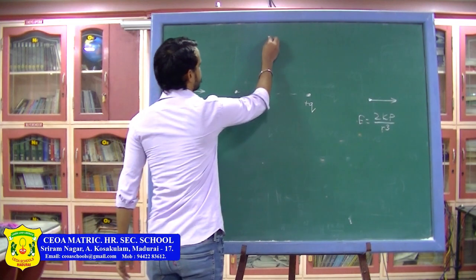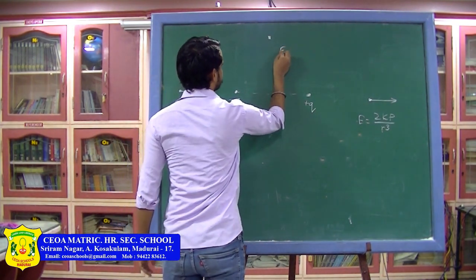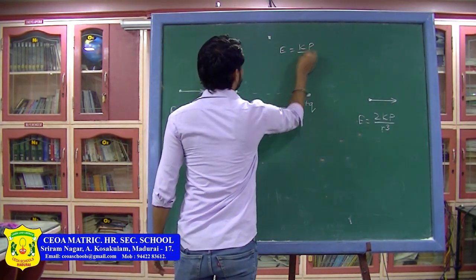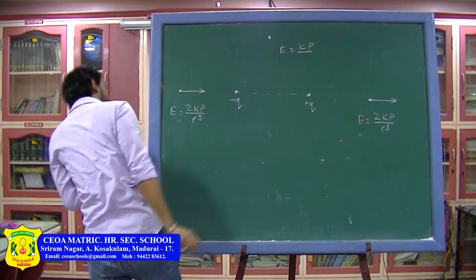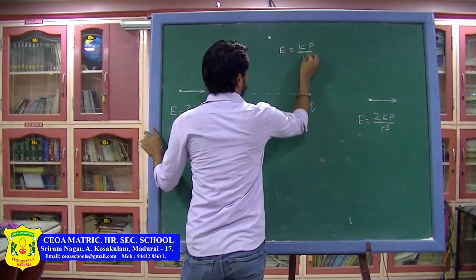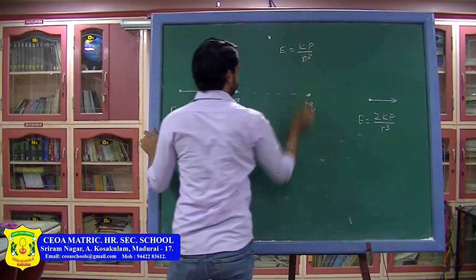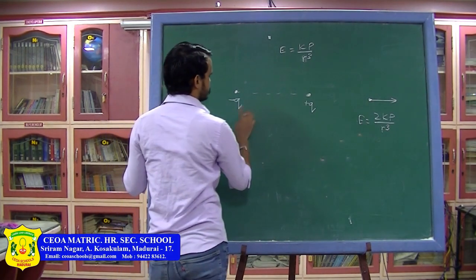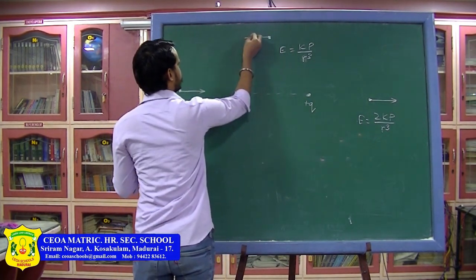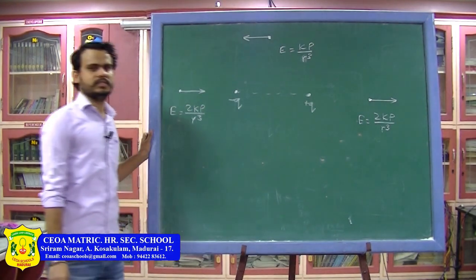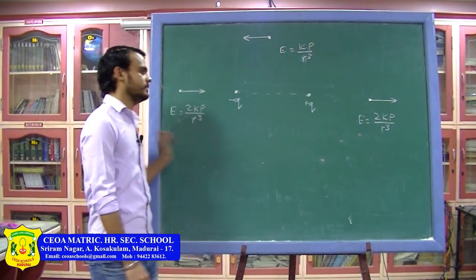At this point the magnitude of electric field was kp by r cube and the direction is opposite to the dipole. So the dipole is in this direction, the electric field will be in this direction. So, this is the electric field due to a dipole.